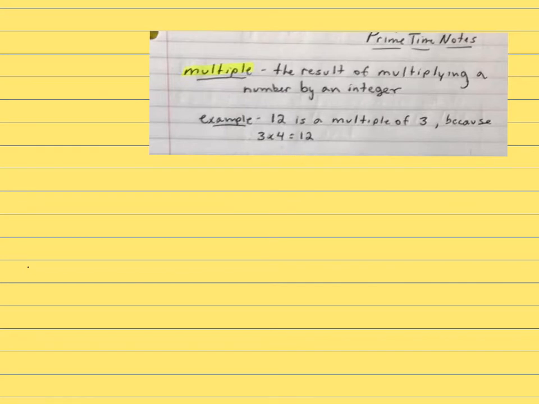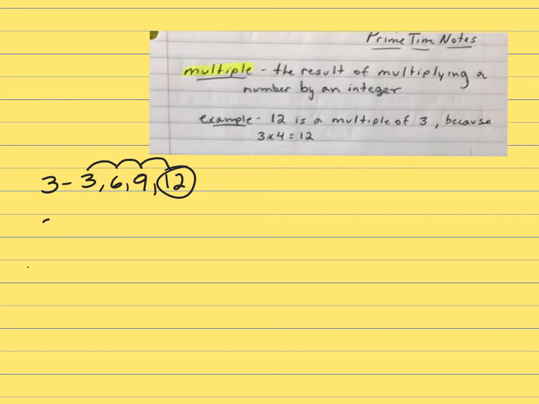So that means if you were to skip count by 3, you'd say 3, 6, 9, 12. 12 is a multiple of 3. And how did we get there? We added 3, and then we added 3 more, then we added 3 more, and then we added 3 more. It gave us 12. So a multiple is just basically skip counting by an integer. Let's look at another example.